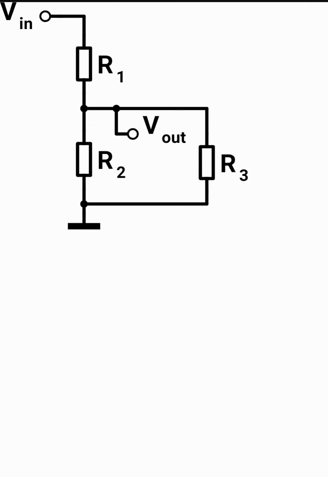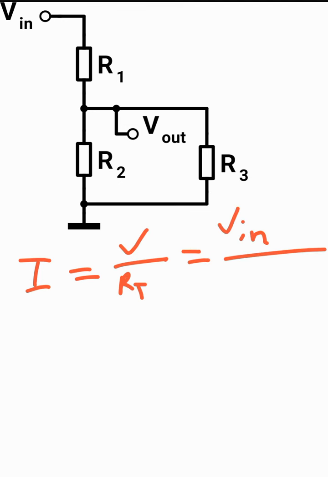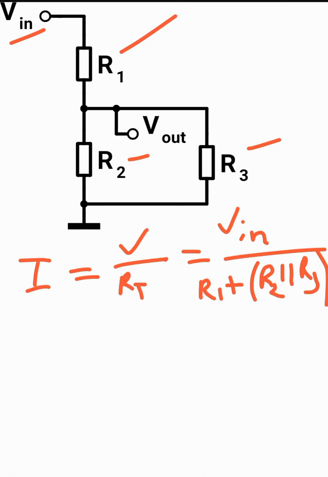So first apply Ohm's law. How would you calculate the total I? I would be total voltage V divided by RT. RT we have calculated in the previous equation. The voltage is V in divided by R1 plus R2 in parallel with R3. So that's how you calculate the total current. If you are given the value of voltage V in, and the values of the resistors, you can simply calculate the current.